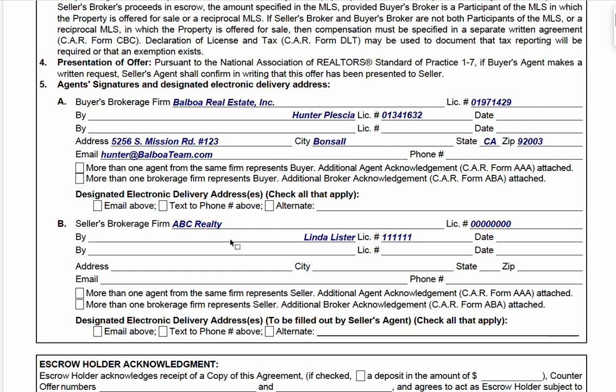And you can do the same, by the way, if you're acknowledging that there are two brokerages you see in the MLS when you're writing an offer. If you're a buyer's agent writing an offer and there are two listing brokers mentioned on the MLS, you can check this box down here and acknowledge it so it incorporates the additional broker acknowledgement.